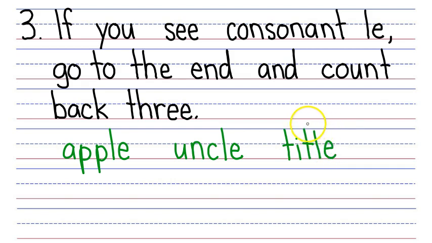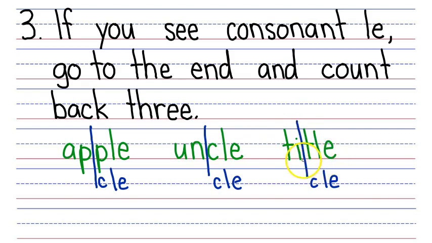All right, now we see a pattern in all of these words of consonant, where the P is a consonant, followed by L-E. In uncle, the C is a consonant, followed by L-E. In title, the T is a consonant, followed by L-E. When you have that consonant L-E pattern, you go to the end and count back three to know where to put your syllable division. So apple is divided between the two P's. Uncle is divided between the N and the C, because 1, 2, 3. And title is divided between the I and the T, because 1, 2, 3.